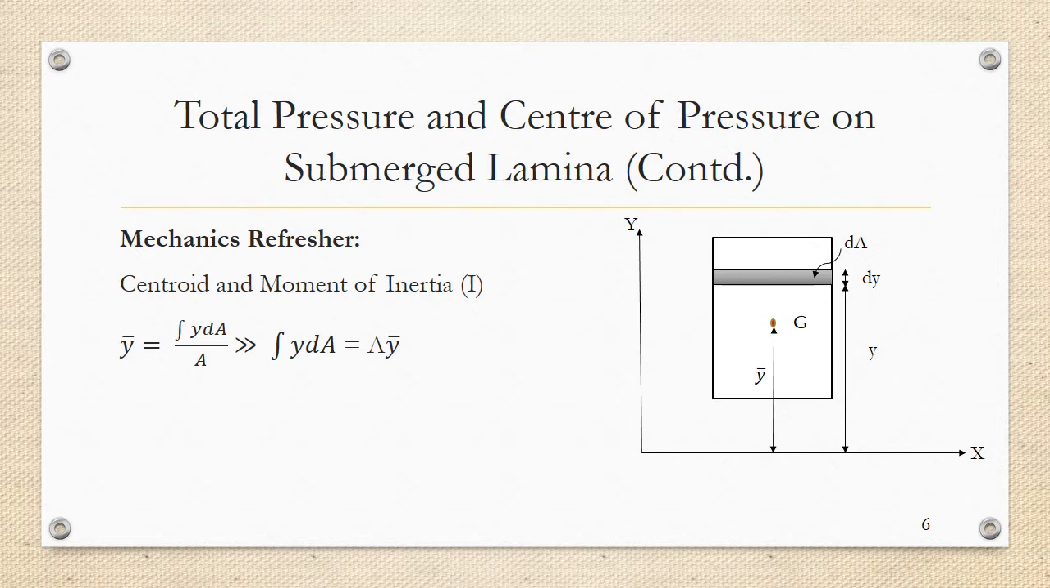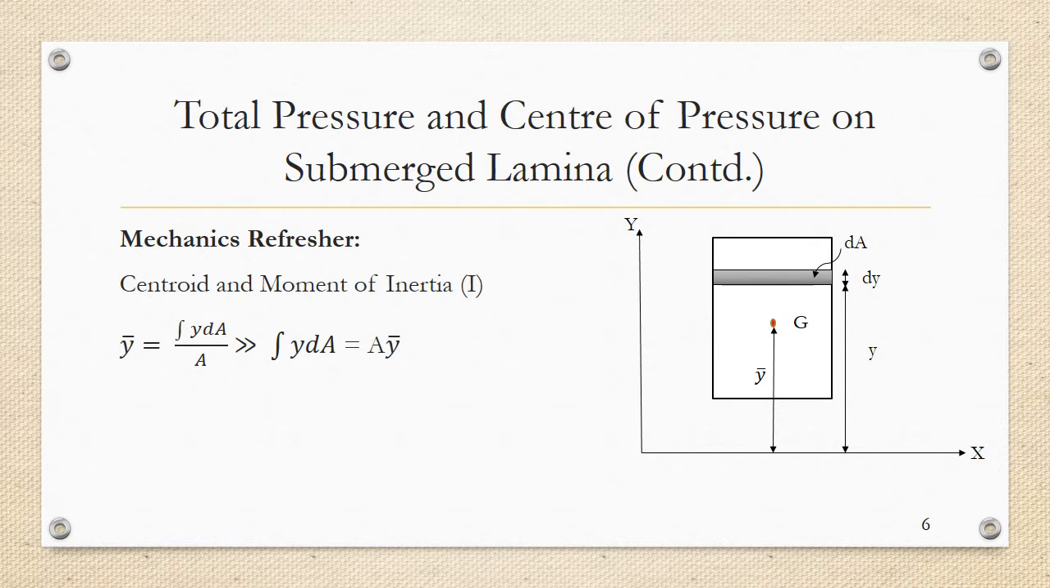Y bar is given by the formula integral y dA divided by integral dA, or integral y dA by A, which means that integral y dA can be substituted as A into y bar, where A is the area of the whole figure. So this integral y dA equal to A y bar is important because this replacement could be done in many of our upcoming derivations. So integral y dA is equal to A y bar is an important step. You have to keep this in mind.